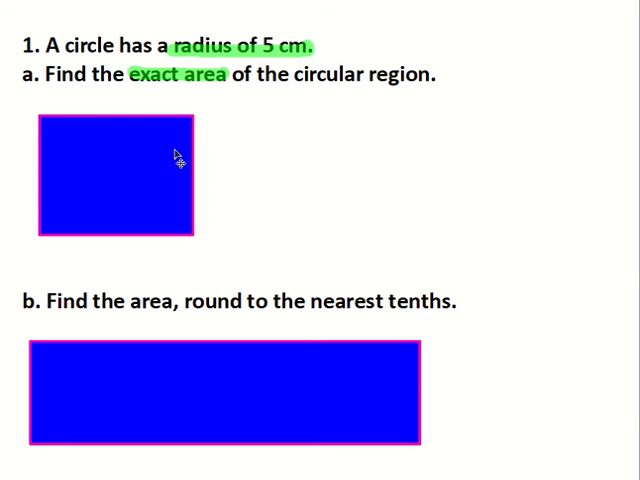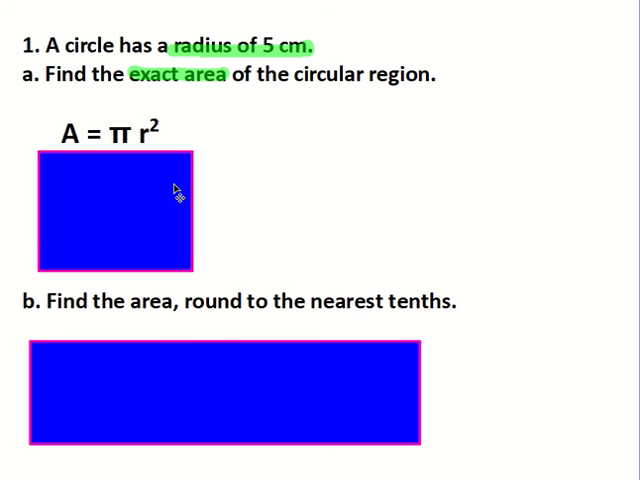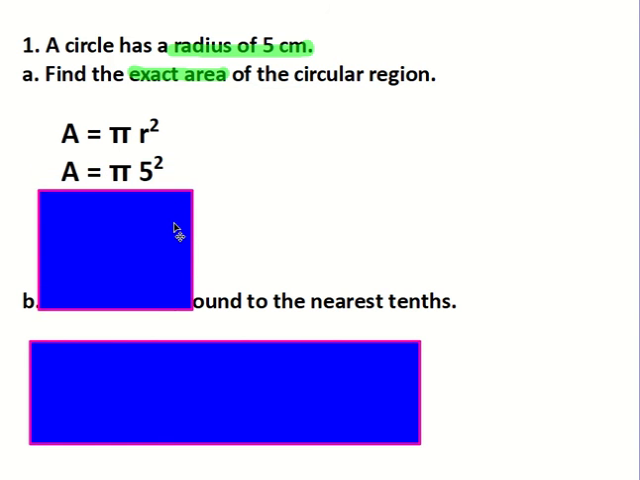So we're going to write down the formula for the area of a circle. Area equals pi times r squared. The A stands for area. The r stands for radius. So we're going to substitute 5 in for the radius because the radius is 5. So our equation becomes A equals pi times 5 squared.